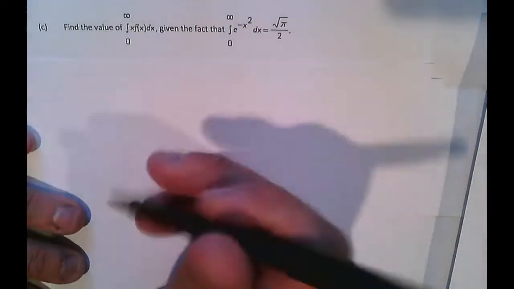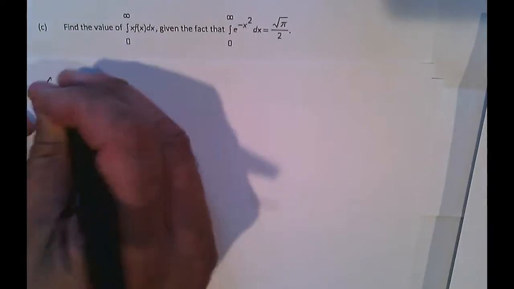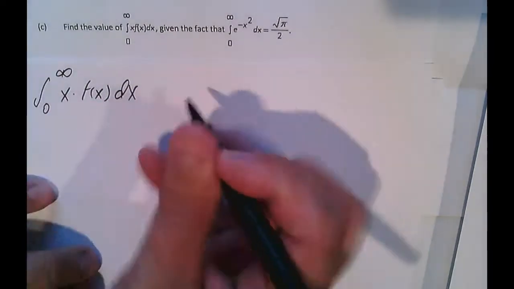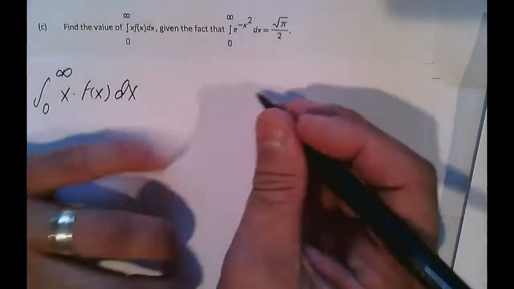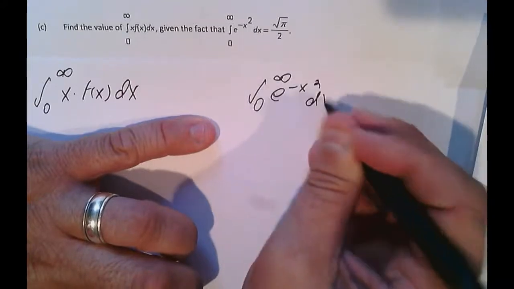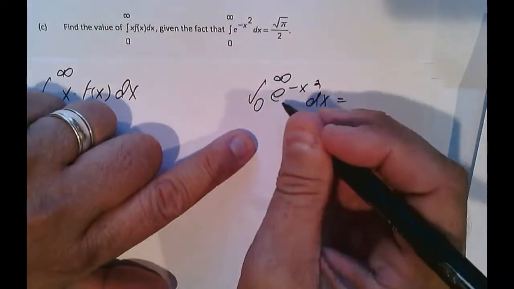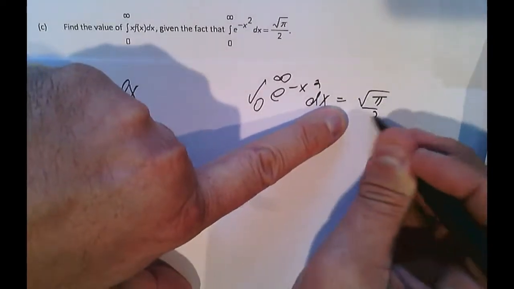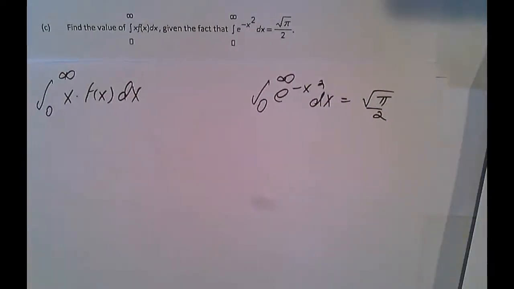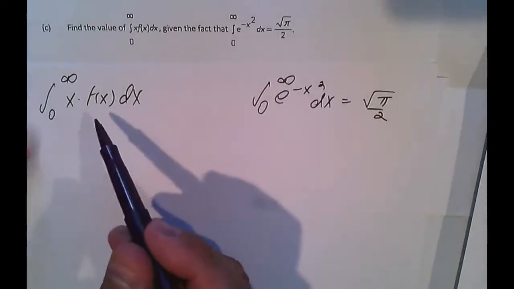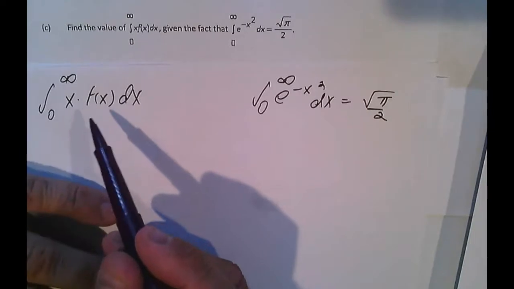Time to land the plane. I need to find the value of the integral from 0 to infinity of x times f of x with respect to x. And they've told me, because the College Board has decided to be kind, that the integral from 0 to infinity of e to the negative x squared with respect to x is the square root of pi over 2.